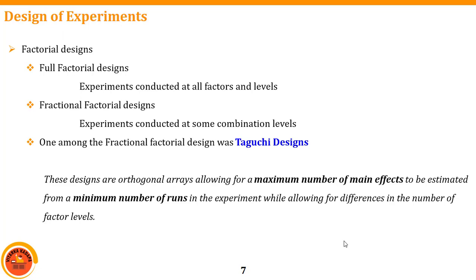Here experiments are conducted at some combination of levels. These Taguchi designs use orthogonal arrays for finding the maximum number of main effects in a minimum number of runs. In the strategy and role of experimental design, we discussed that we need fewer experiments, and that is satisfied by Taguchi designs. The maximum number of main effects from a minimum number of runs in an experiment, allowing differences in the number of factor levels, is called a Taguchi design.